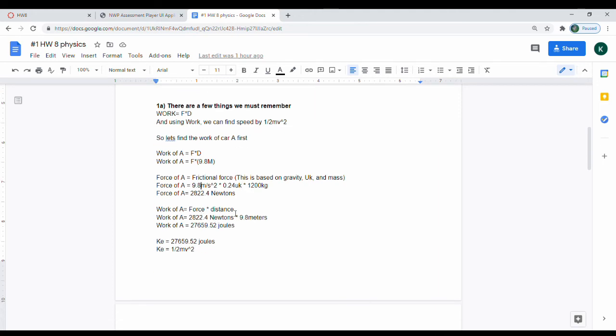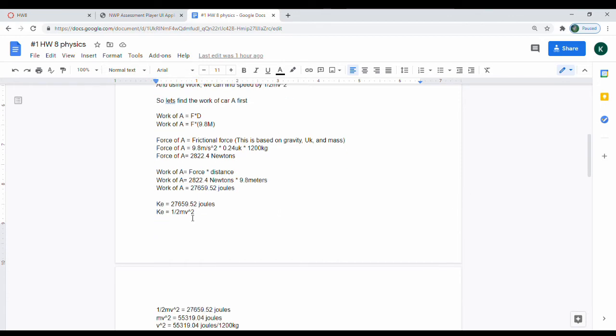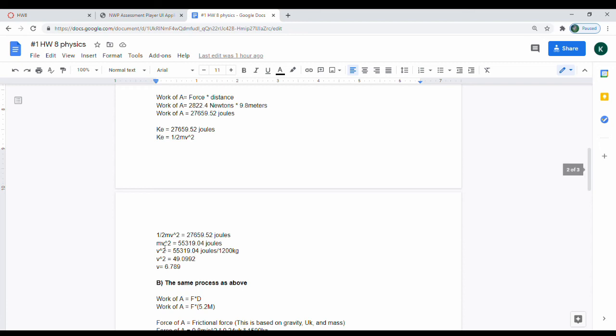So then for force times distance, you use the force that you got and the distance you're given, multiply them, and you get the work of the car. And then you set this work equal to KE, because remember, work energy theorem. So KE equals 1/2 mv squared, so you can set your answer from work equal to 1/2 mv squared. Multiply both sides by 2, divide both sides by the mass of the car, and then square root it.